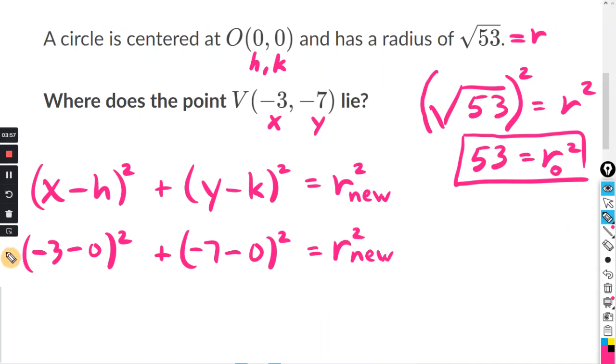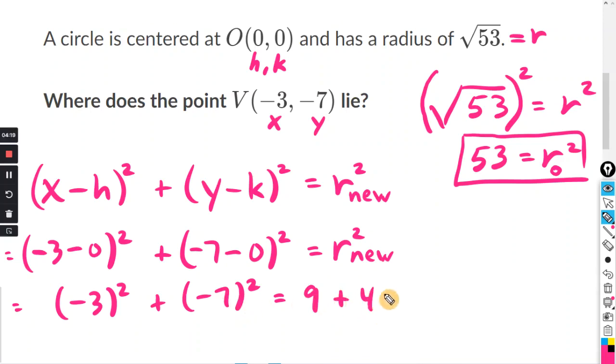So -3 minus 0 is just -3. -7 minus 0 is just -7. And that's squared, and so is the -3. -3 times -3 is 9. -7 times -7 is positive 49. And 9 plus 49 equals 58. And that's the new r squared.